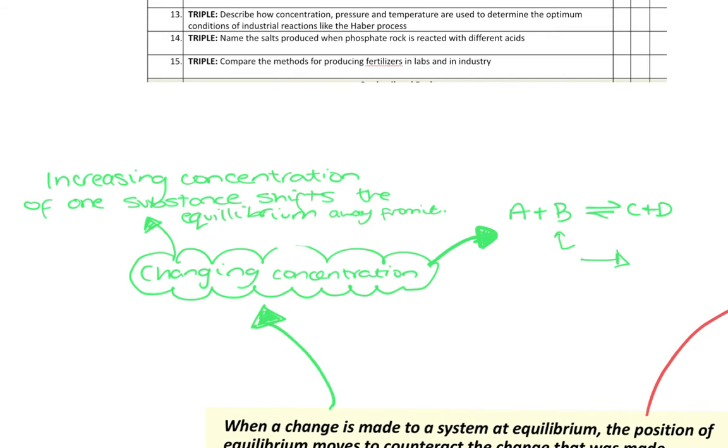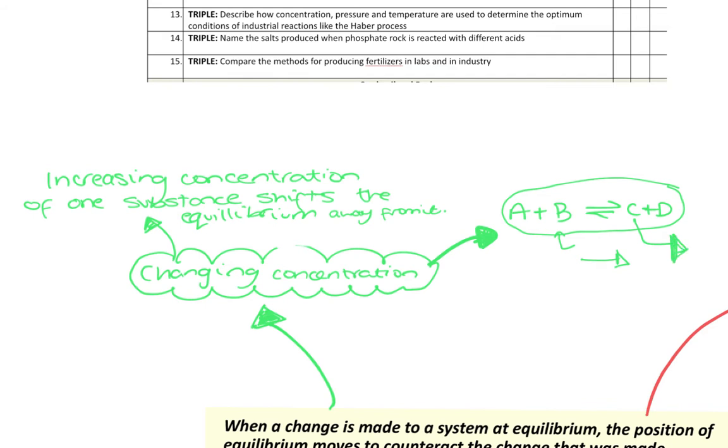But really simply, if that's a little complicated to remember, you are shifting the equilibrium away from the thing you've increased concentration of. Now, the other way this gets asked in an exam is, imagine you're doing this reaction here, and as you make C and D, you remove C.